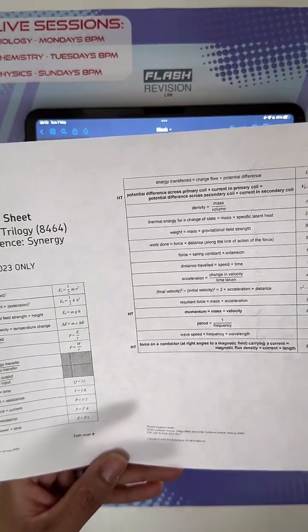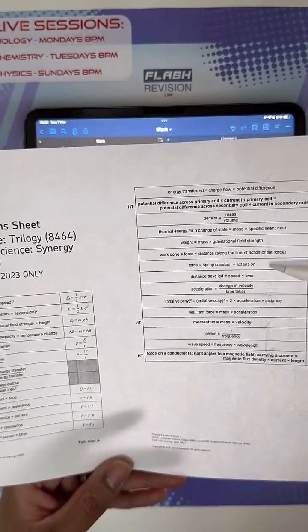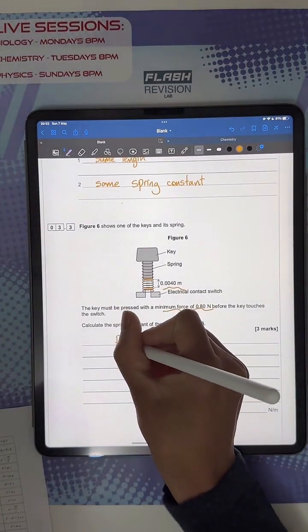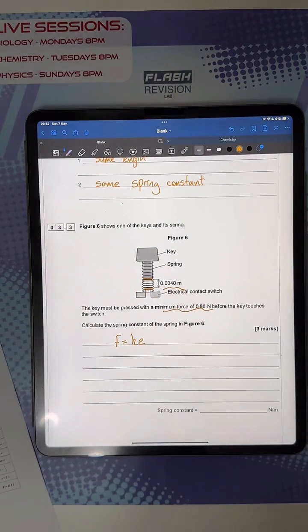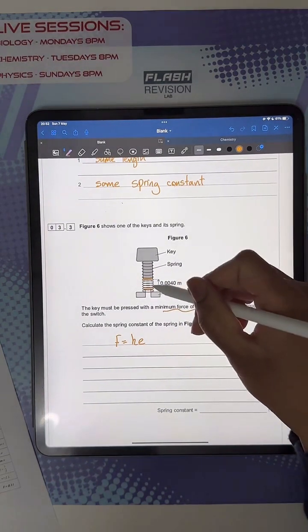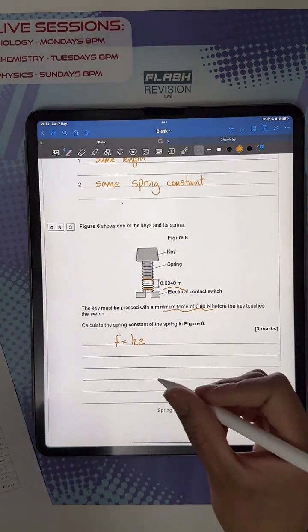Force is equal to spring constant times extension. This one here, F equals KE. So F is the force you apply, K is the spring constant, and E is the extension. It doesn't always have to extend. It can be compression as well. See, this one is not extending. It's actually getting smaller, but you can still use that as the extension.